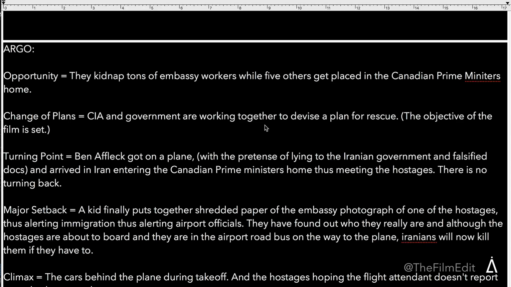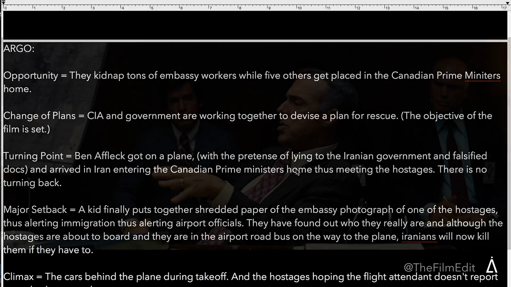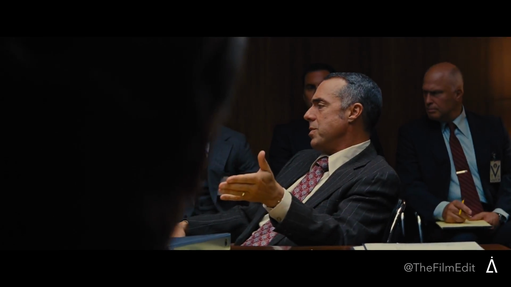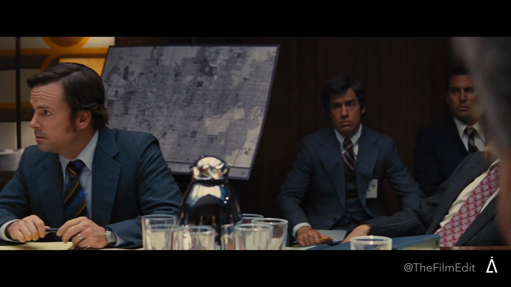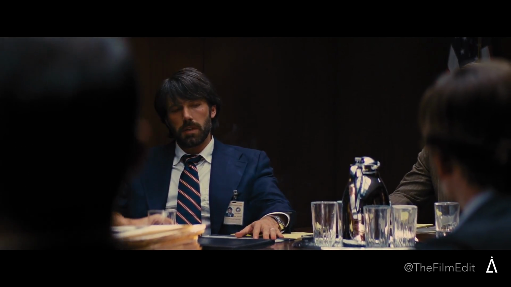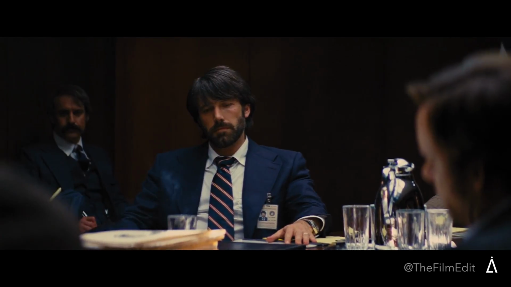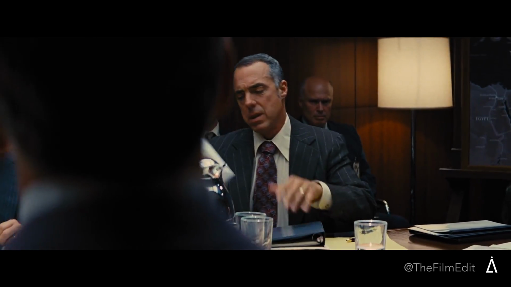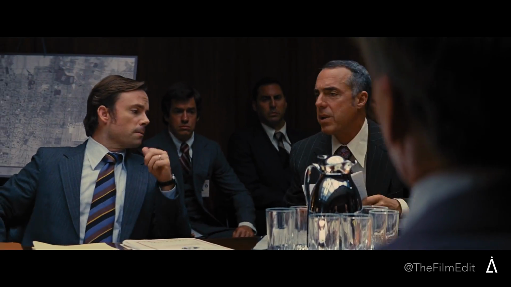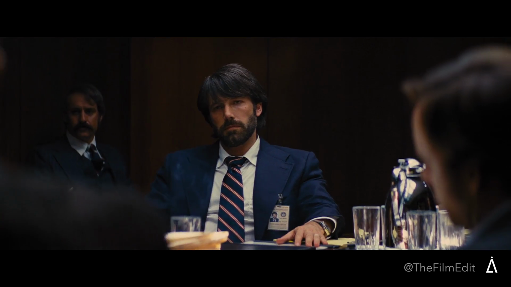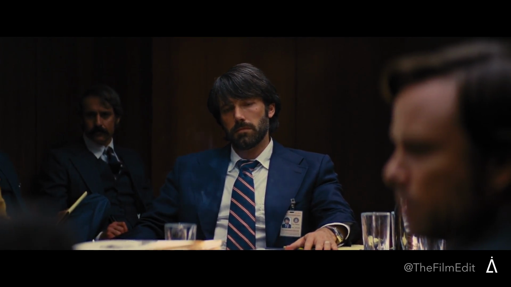CIA and government are working together to devise a plan for rescue. So we get the Canadians to issue them passports. What about English teachers at the international school? It's a good idea, but that school's been closed for 8 months. Okay, so how about the do-gooders? 6 Canadians have been over there inspecting crops, making sure the kids get enough to eat. We give them creds, makes them look like ag NGOs.